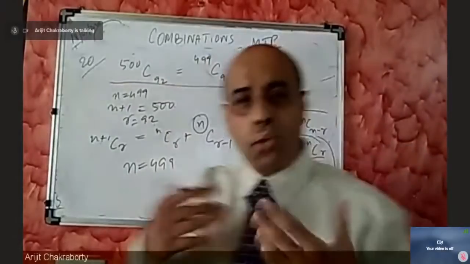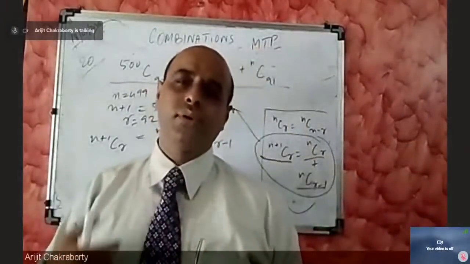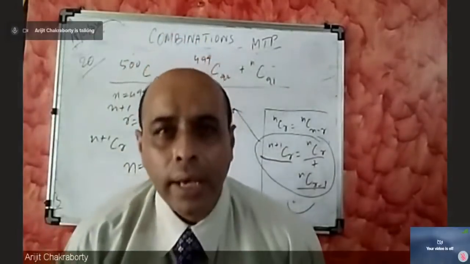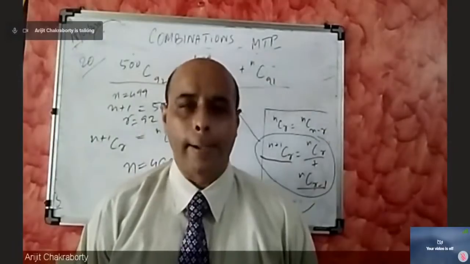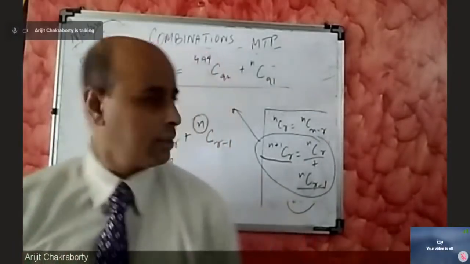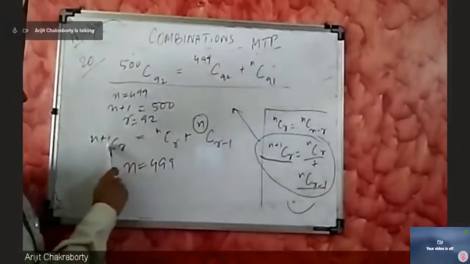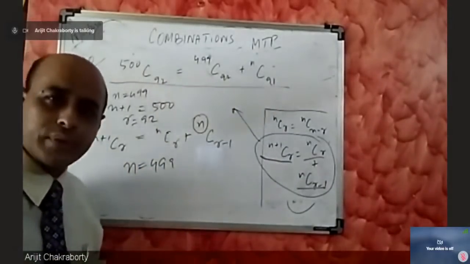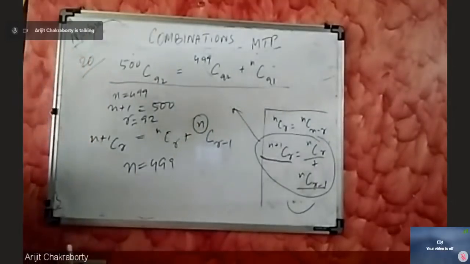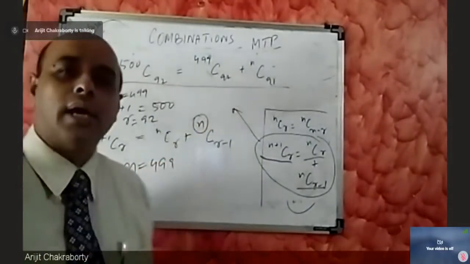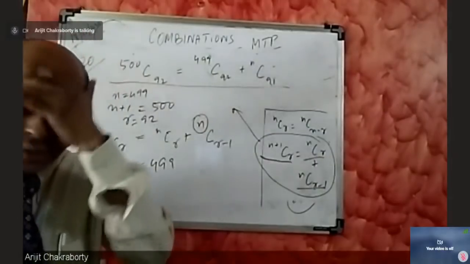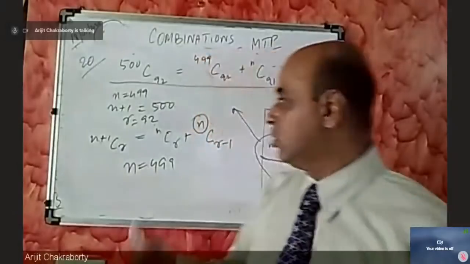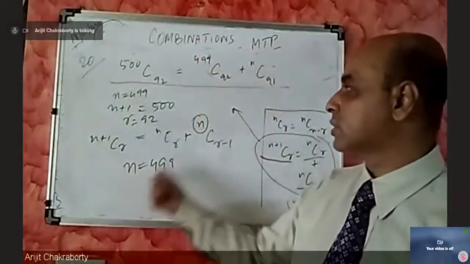So it is of the form, the given equation is of the form, you have to identify this. The given equation is of the form N+1 C R is equal to N C R plus N C R minus 1. Right? Once you put in the values, you can easily see that N has to be equal to 499. So this is what we have got.